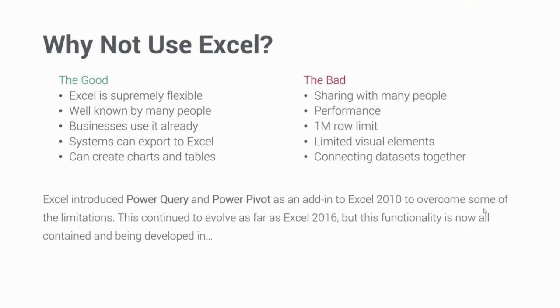Now, Microsoft worked this out some 10 years ago and introduced Power Query and Power Pivot, which got around some of the issues regarding row limits and performance with calculations and connecting datasets together. But although this evolved as far as Excel 2016, this functionality is now contained in and being actively developed in Power BI. Okay, so having decided that Power BI is worth a look, what is it?